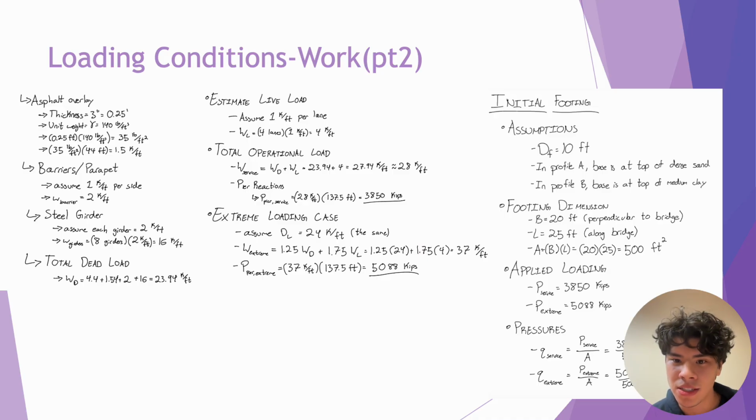For our initial footings, we made an assumption of the depth of our footing as 10 feet. In profile A, the base lies at the top of the dense sand. In profile B, the base lies at the top of the medium clay. For our footing dimensions, we have a width of 20 feet and a length of 25 feet. Multiplying these two numbers together, we get 500 feet squared. Below that is our applied loadings, and then we divided our applied loadings by the area of our footings to get our pressure loads.